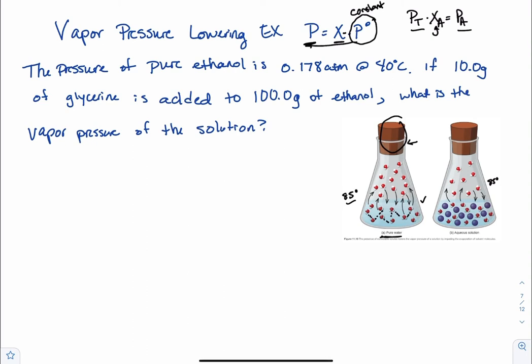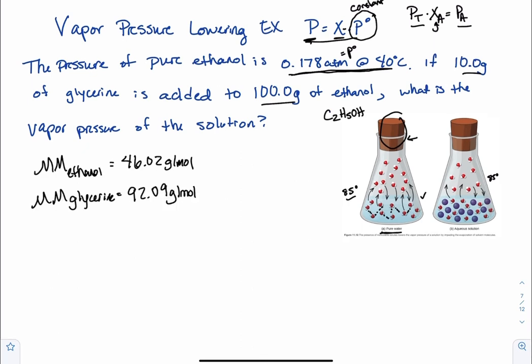So if we read this, the pressure of pure ethanol is this. This is the number we get from the chart right here. And the charts will have different temperatures on them, so you've got to make sure you've got the temperature that matches the problem. So the pressure of pure ethanol is this value right here. Then it says 10 grams are added to 100 grams of ethanol. What is the vapor pressure of the solution? We've got our molar masses right here. We've got to convert this into our mole fraction, then we just multiply it times that number. So it's not too hard.